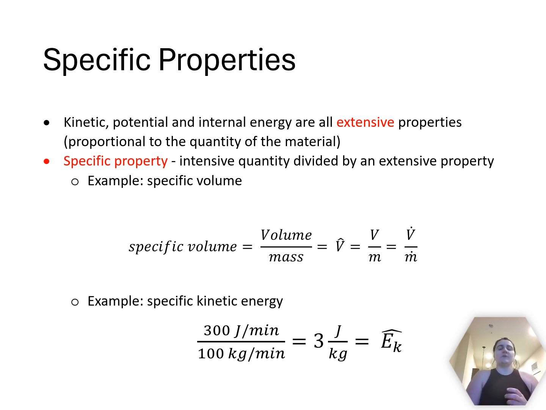So we like specific properties because we're going to see them later when we do balances. And sometimes it's easier to do a specific property than it is to get the flow rate itself. Specific properties are things that could be looked up in tables. There are lots of tables in your textbook where you can find specific properties of specific fluids and things like that going forward. So that's the idea behind a specific property.